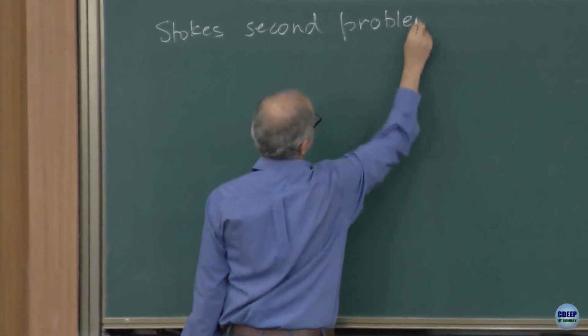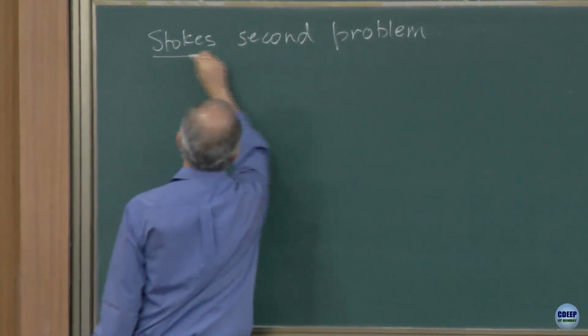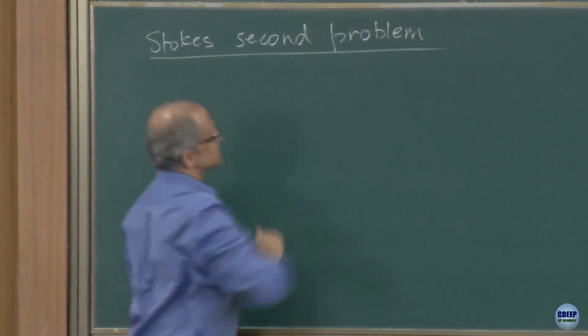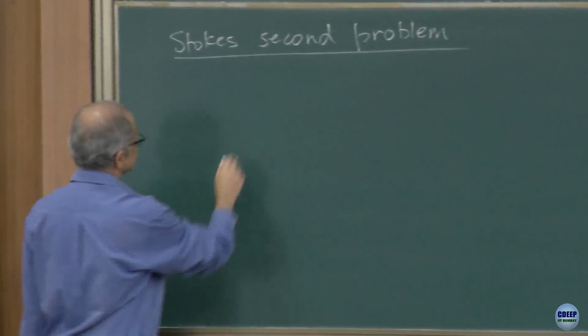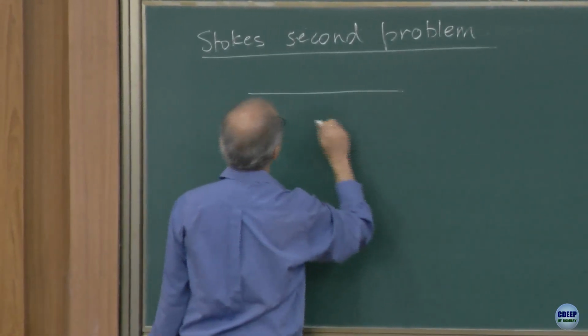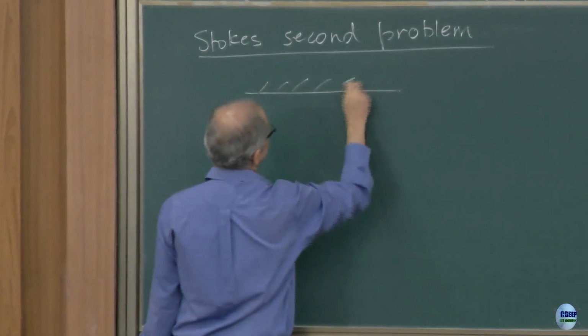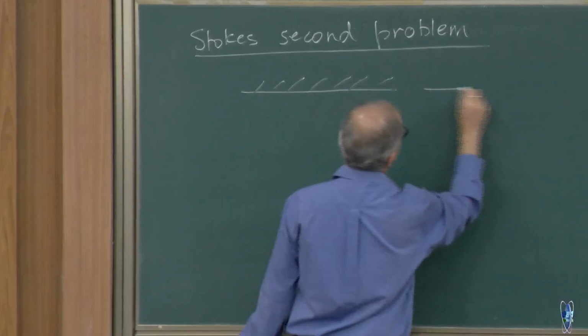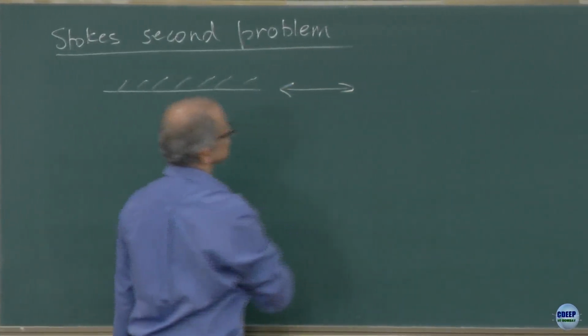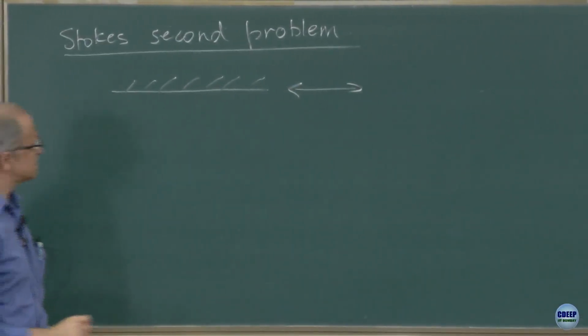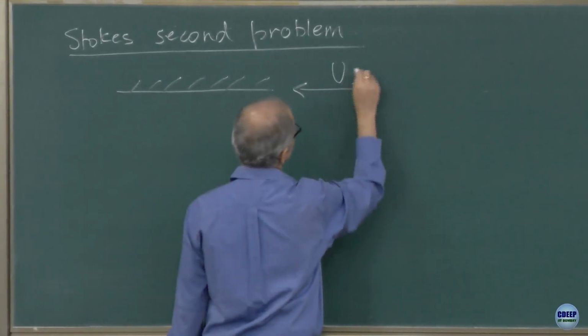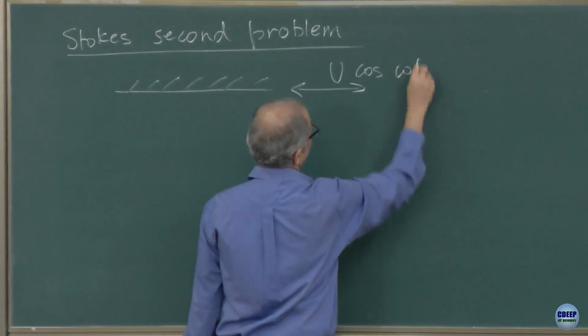So this problem is going to be very similar to whatever we have seen earlier, but with some differences as well. Here we take the same plate as earlier. Now, instead of suddenly moving it, we are oscillating it. So here I'm giving it a velocity u cos omega t.